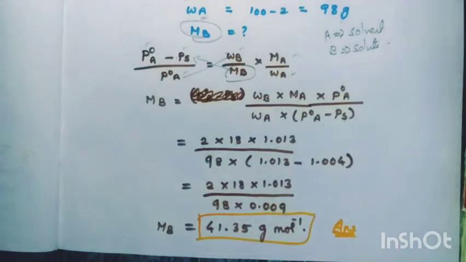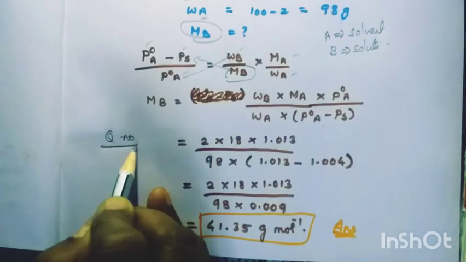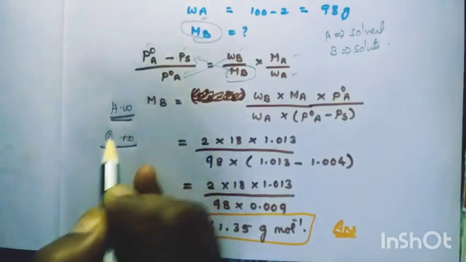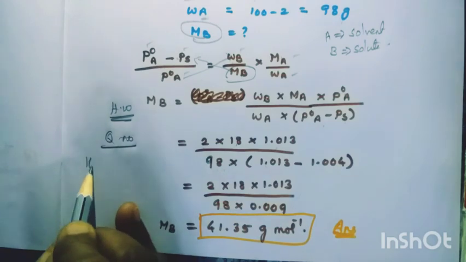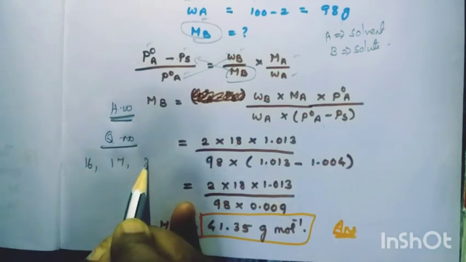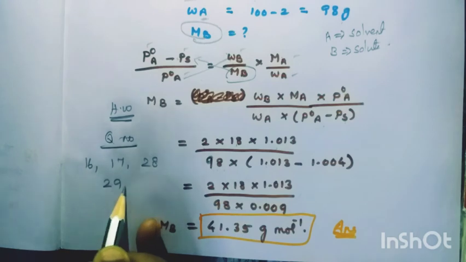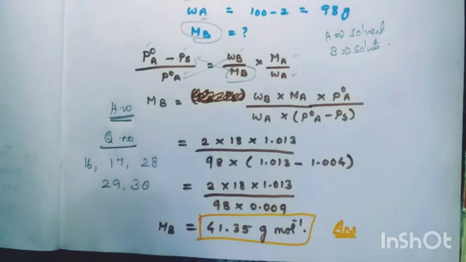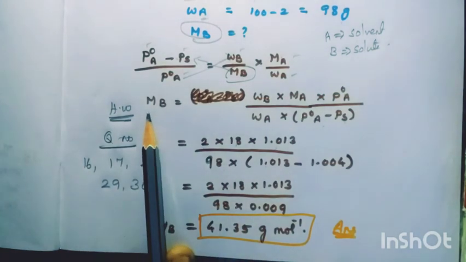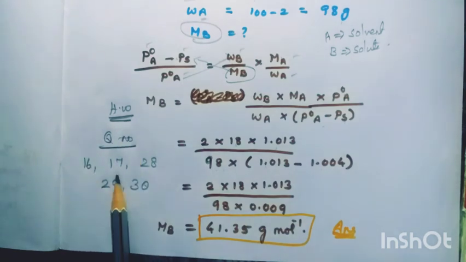And our homework is, we see all these problems, no? Let's try the homework in the book back, question number 16, 17, 28, 29, 30. So you do the homework. Try this, we will discuss in the next class.